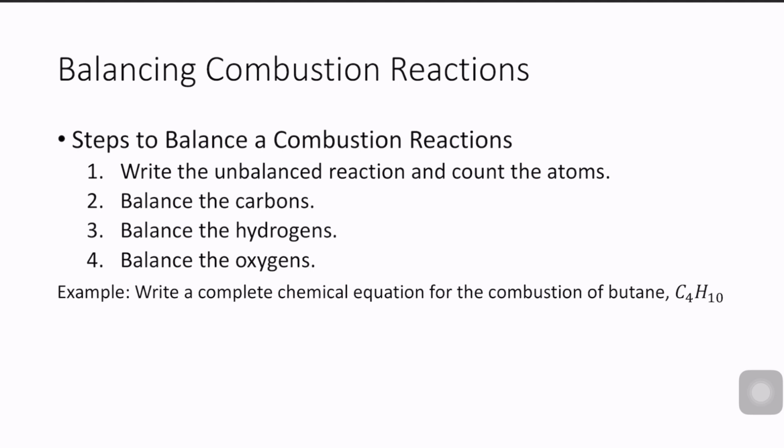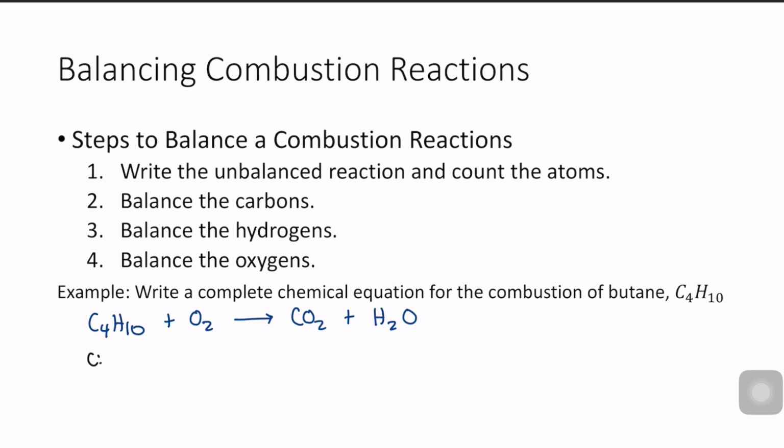So the first thing I'm going to do is write out my chemical equation. Since it says combustion, then I know that it is reacting with oxygen. Butane only contains carbon and hydrogen, so I know it is a hydrocarbon. And the combustion of a hydrocarbon always yields carbon dioxide and water. So now I can count all of my atoms.